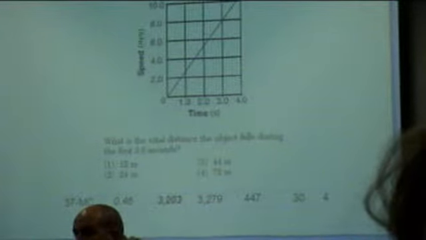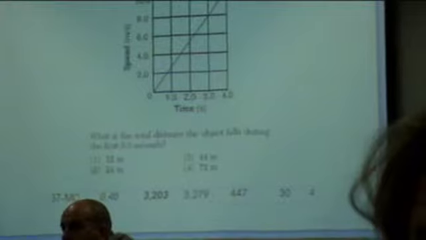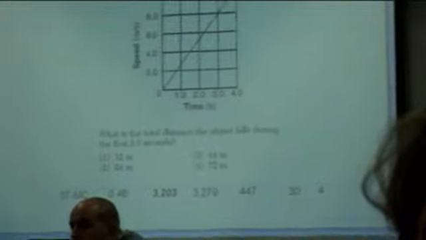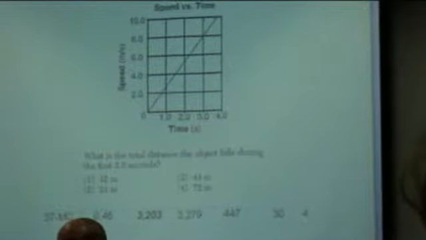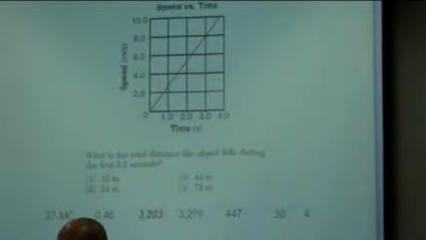But if they didn't get it right, where were they going? Two. They were doing average velocity. They were assuming average velocity instead of accelerating. Okay.